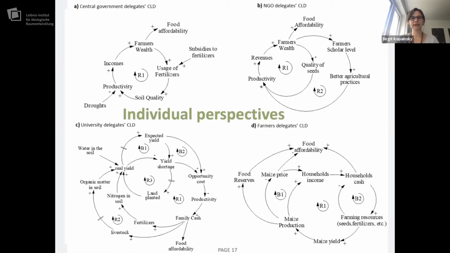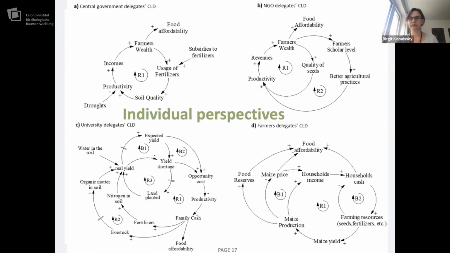And what's striking is that at the end of the day, everybody talks about food affordability. I mean, we ask them about food affordability, so obviously they all talk about food affordability. But the government basically says, well, food affordability and thus food consumption is simply a matter of how much money farmers have. And NGOs and university researchers seem to agree. Whereas farmers say, sorry guys, but this is a little more complex.